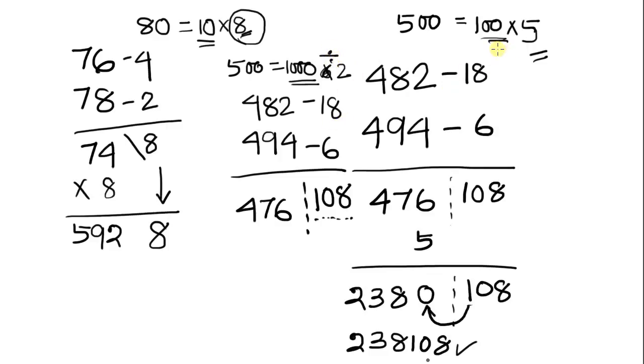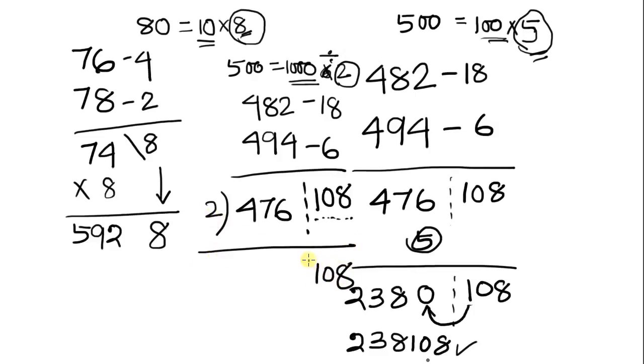Last time, since it was into 5, I multiplied by 5 here. Since it is divided by 2 this time, I need to divide this by 2. A simple division by 2: 476 divided by 2 comes to 238. So my answer is 238108. Here also the same answer.